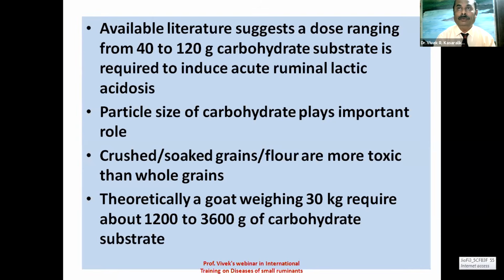See, if the animal is exposed to available carbohydrate regularly, its microflora gets adjusted to that. So a larger dose is required to induce acute lactic acidosis in goats or any ruminant animal, because it has been adapted to that. You can see in Western countries, grain is a routine diet along with the roughages for beef cattle.